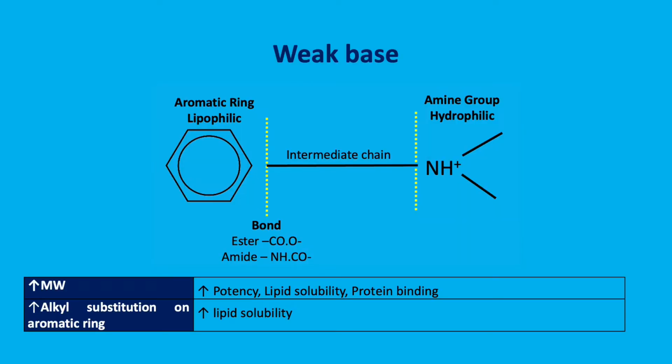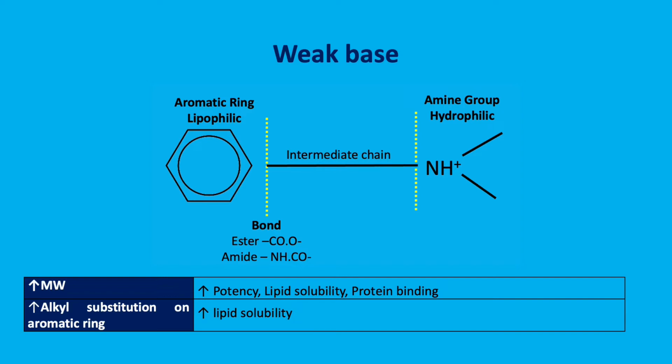Local anaesthetics are weak bases. They're made up of 3 parts: a lipophilic aromatic ring, an amine group, and a link. The amine group on the tail is able to accept protons, rendering it water-soluble. The intermediate chain is a hydrocarbon chain which is linked to the aromatic ring by an ester or amide bond. This determines the stability of the drug.